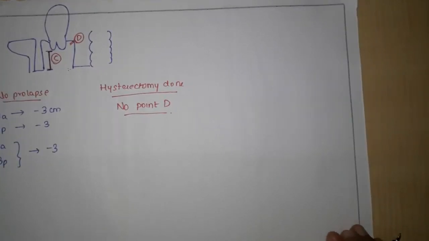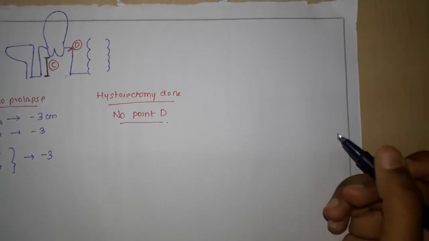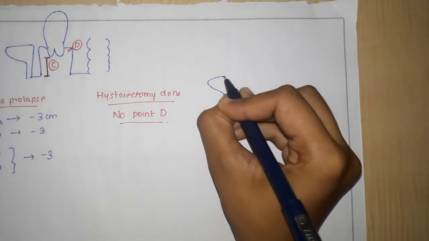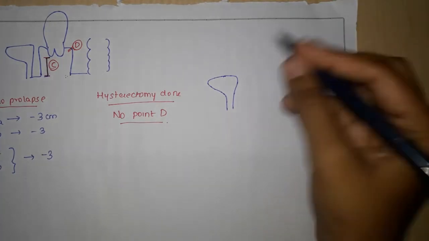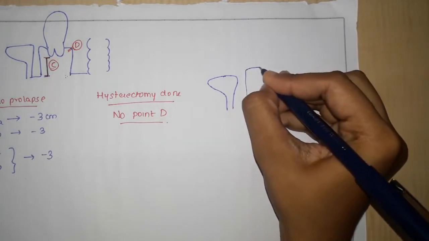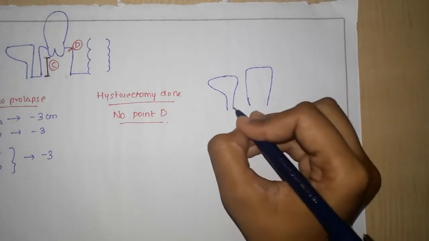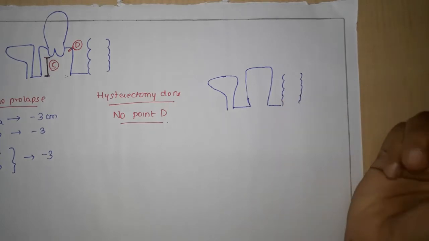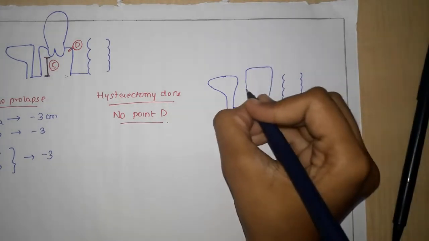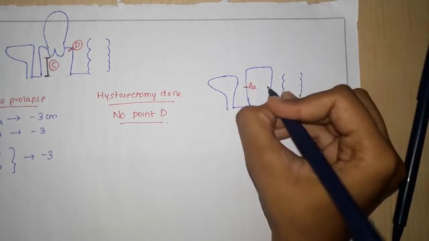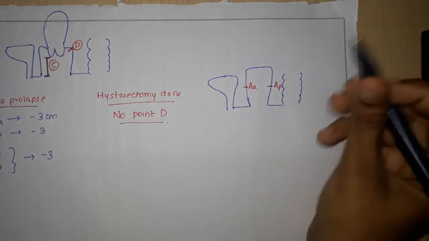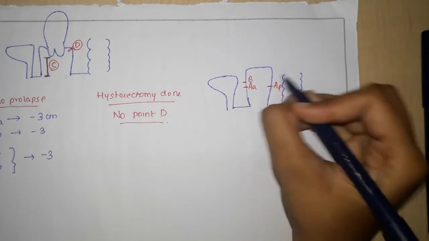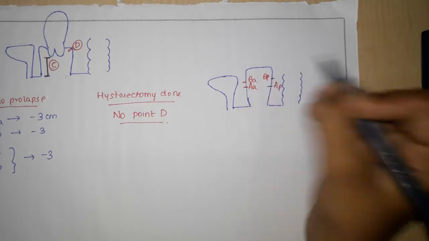Now we'll take one example to see what is happening so far. We'll take a very simple example. Now this is the urinary bladder. Now consider a hysterectomized patient. This is when the prolapse is completely reduced. This is my point AA, AP. Then here are my points BA and BP.